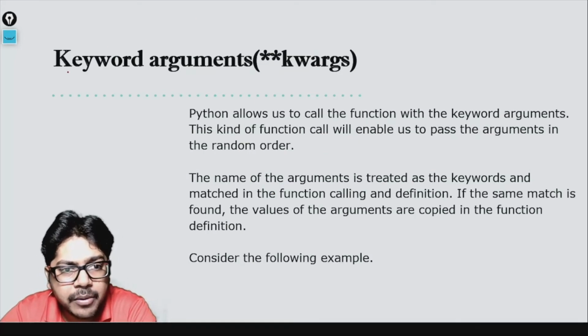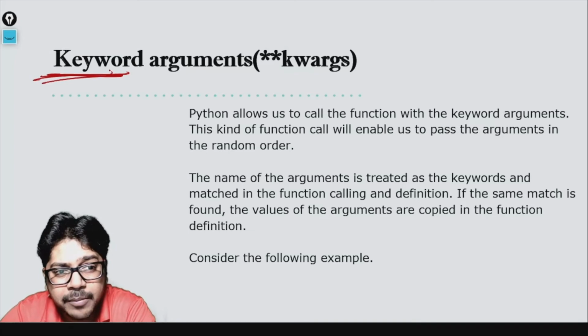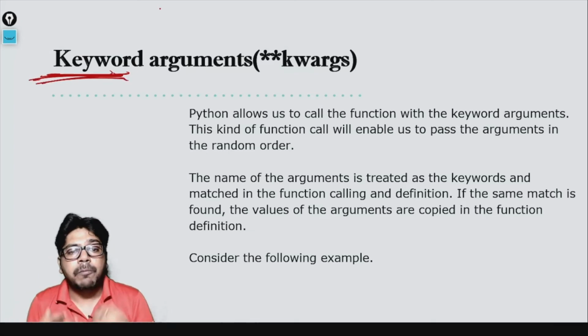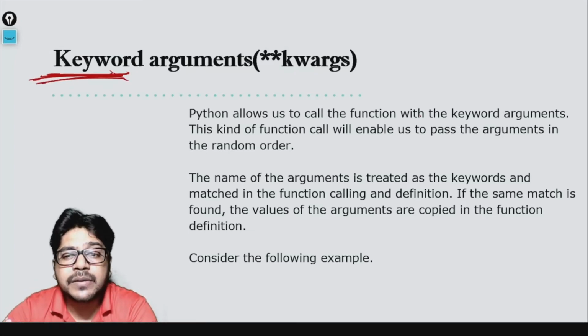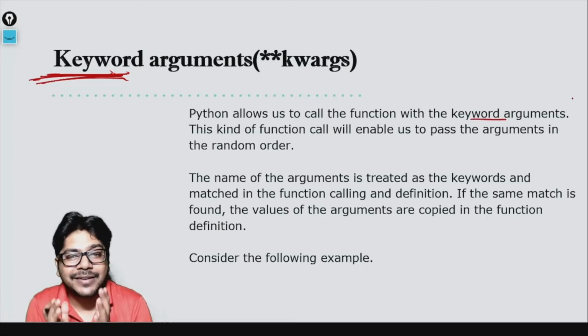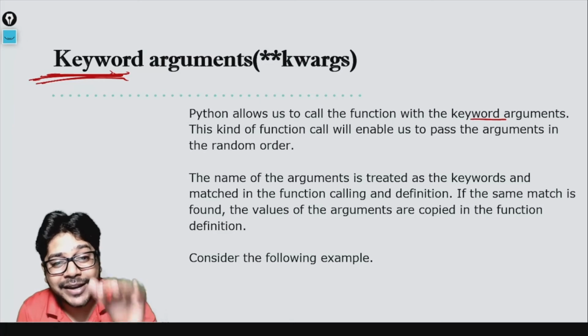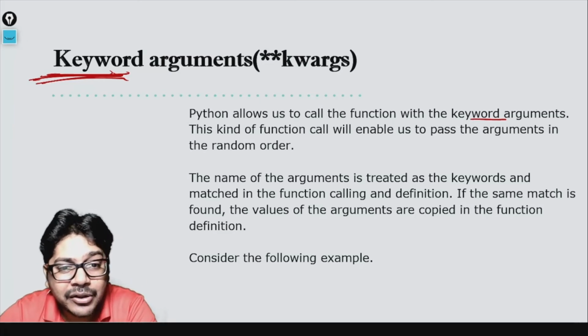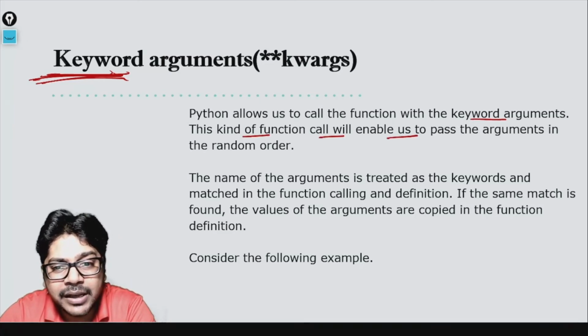Proceeding further and talking about keyword argument, which we were talking about. What is keyword argument? Python allows us to call the function with the keyword argument. Now the question is, what is keyword argument? Keyword argument is nothing but your argument name. Let's understand that. This kind of function call will enable us to pass the arguments in random order.